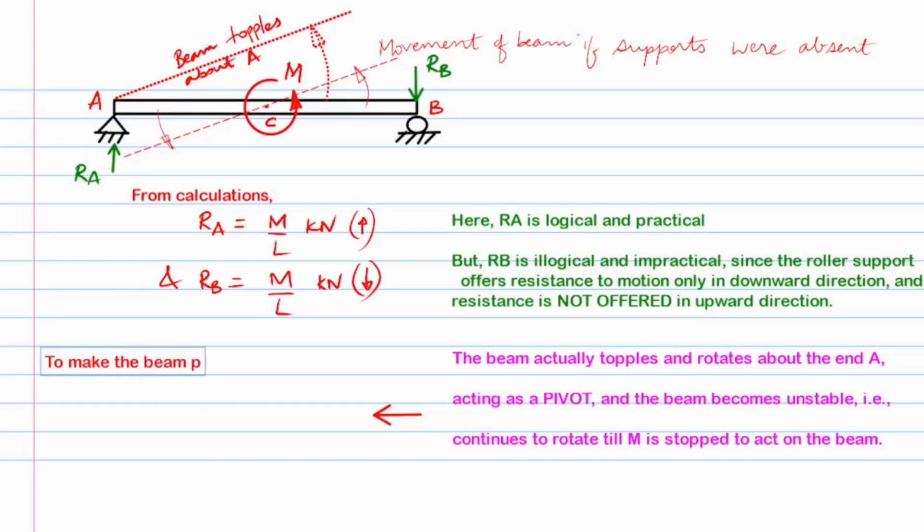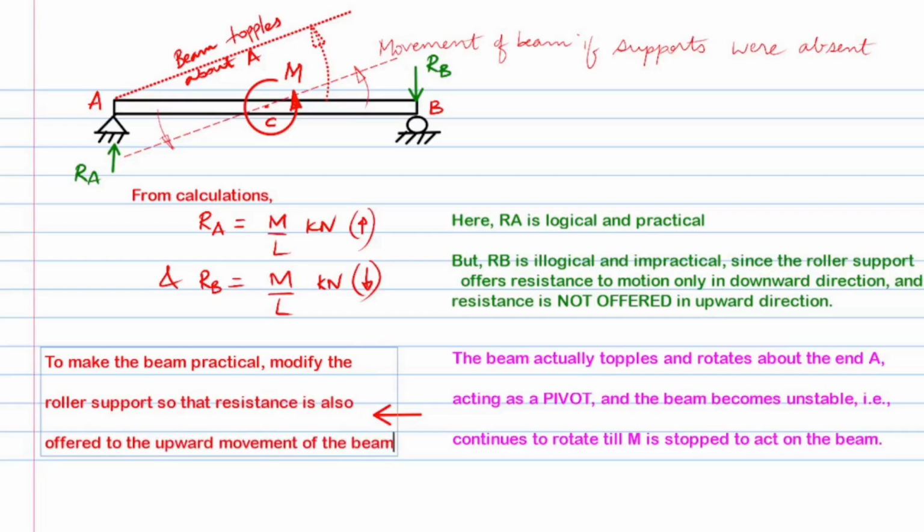To make the system practical and in static equilibrium, we may modify the given roller support so that the resistance to motion is also offered to the upward movement of the right end of the beam as shown here. Note that the modified roller support continues to provide reaction force in only one direction, that is vertical, but now both in upward and downward direction, and that the horizontal reaction force and reaction moment are not offered, hence the number of unknowns for the support still reads as 1.